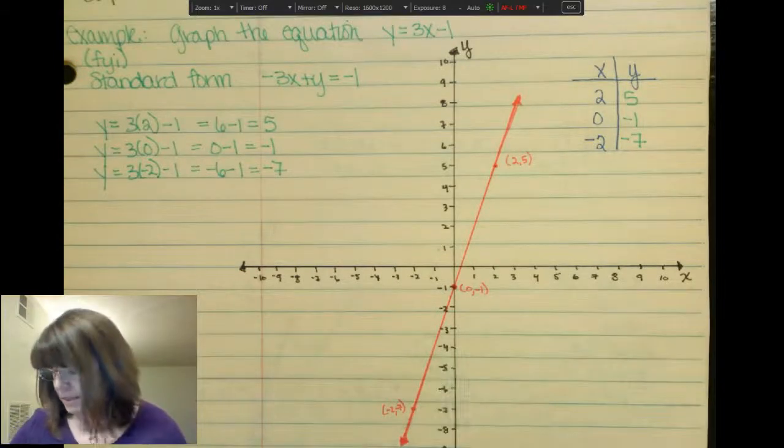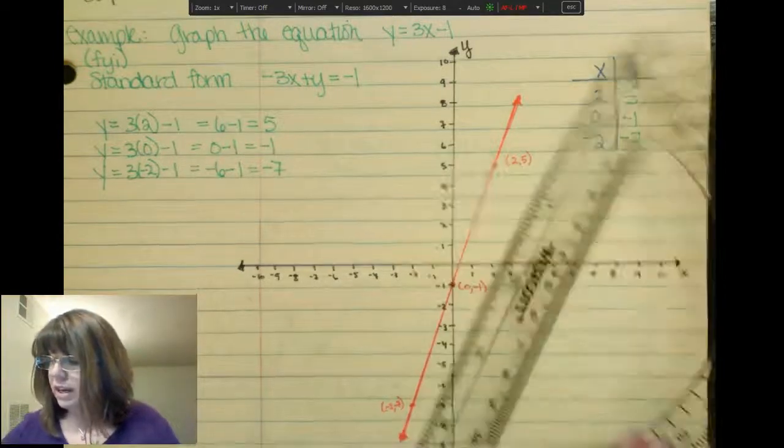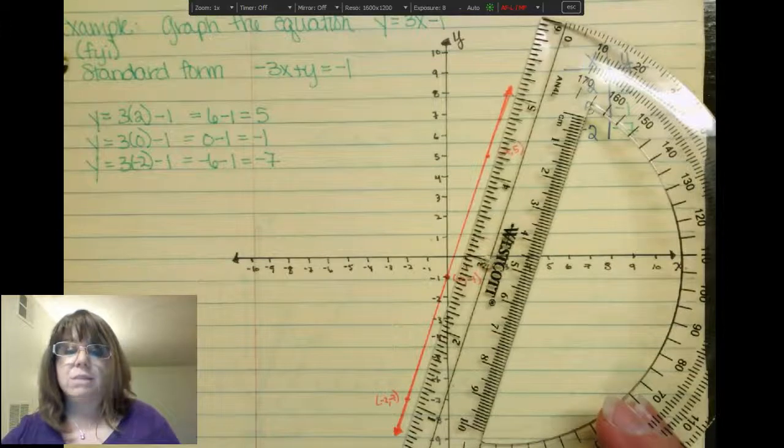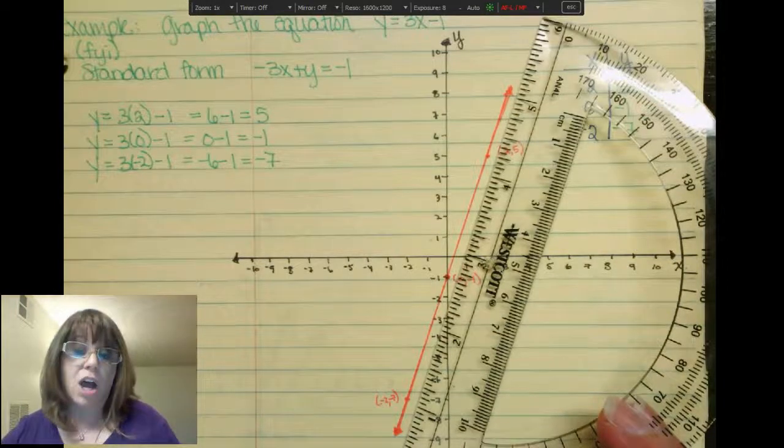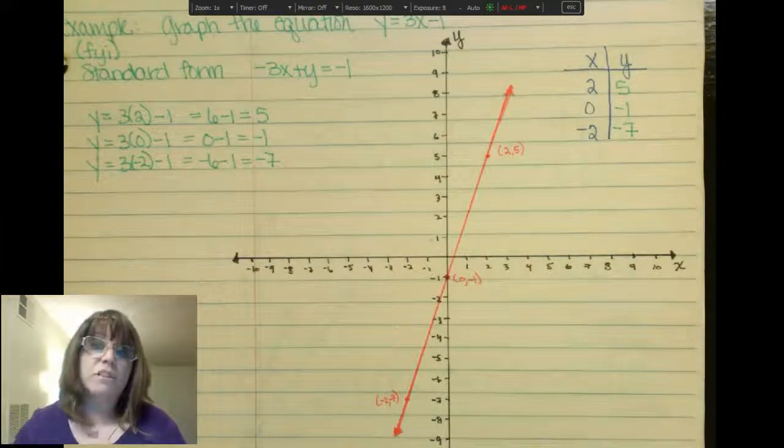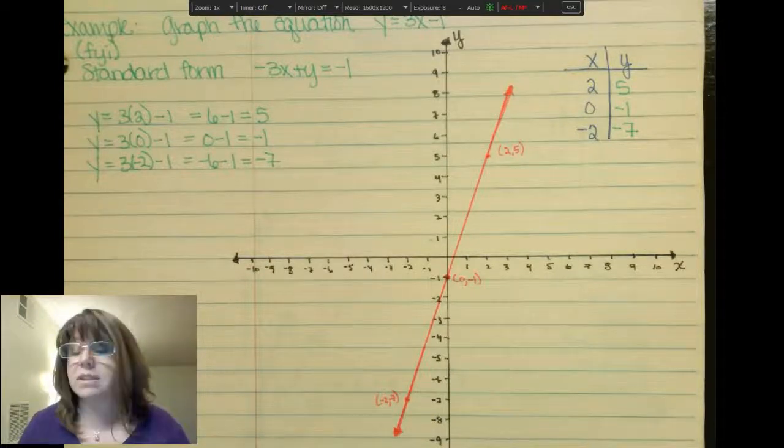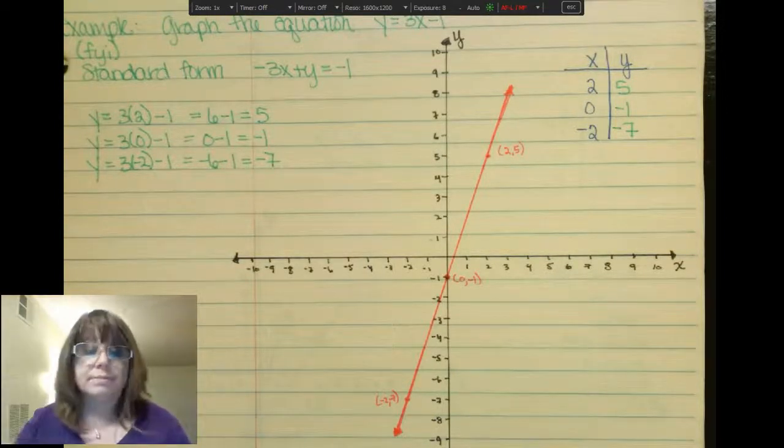I have 3 points. I pull out a ruler for a nice straight edge, and I connect the points and add my arrows, signifying that my line never stops. And those are all of my solutions to the equation y equals 3x minus 1.